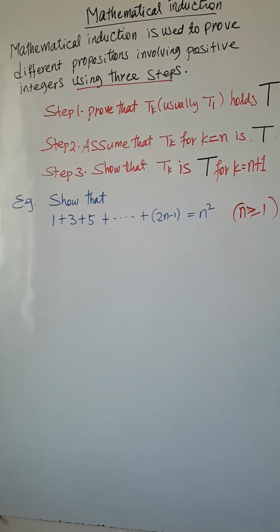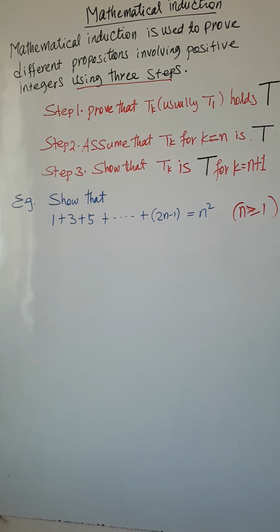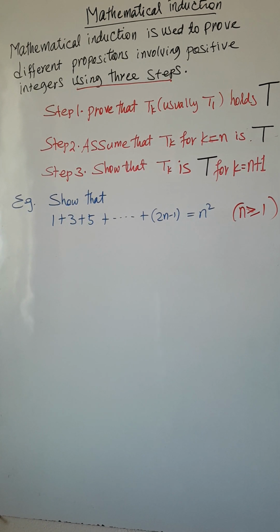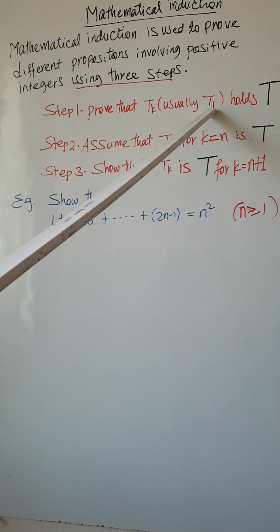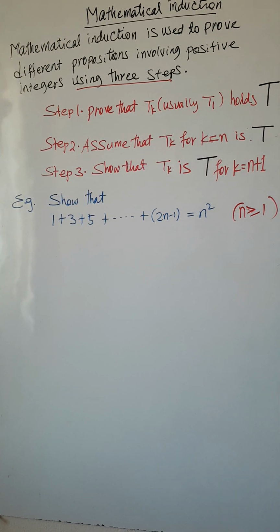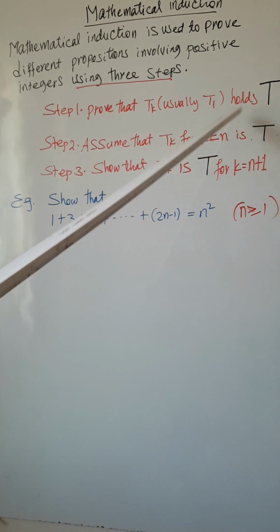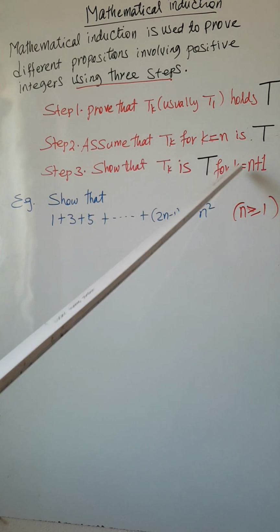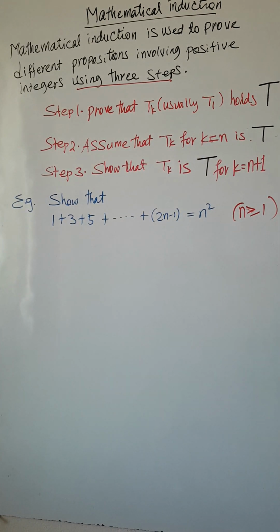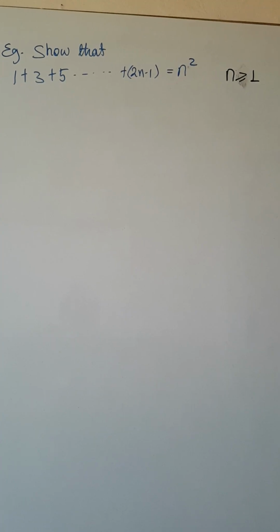Now, in this mathematical induction, the first step is proving it holds true for tk, usually t1. The second step is assuming k is equal to n. The third step is showing it's true for k equal to n plus 1. Let's see this on the other side. Good, here we have the example.